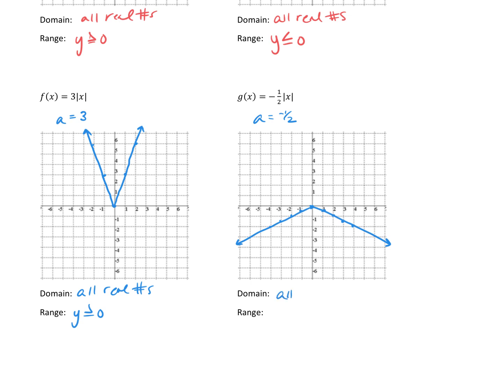Domain continues to be all real numbers. And what that means again is you can have any input for x. You can take the absolute value of any number. So that's why your domain will be all the numbers. The range, however, when you take the absolute value of those inputs, the outputs in this example are all going to be negative because we're multiplying by that negative 1/2. It does include the 0, so all your y's are less than or equal to 0.